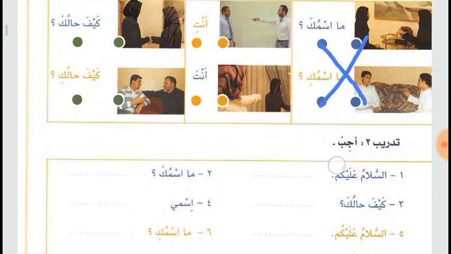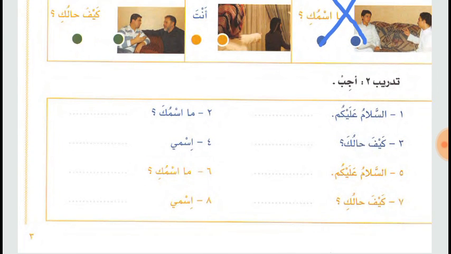Okay, good. Then we have tadrib sani. Ajib means answer. So these blue questions written in blue ink are for males. So I will ask you these questions and you will answer me. Assalamu alaikum.